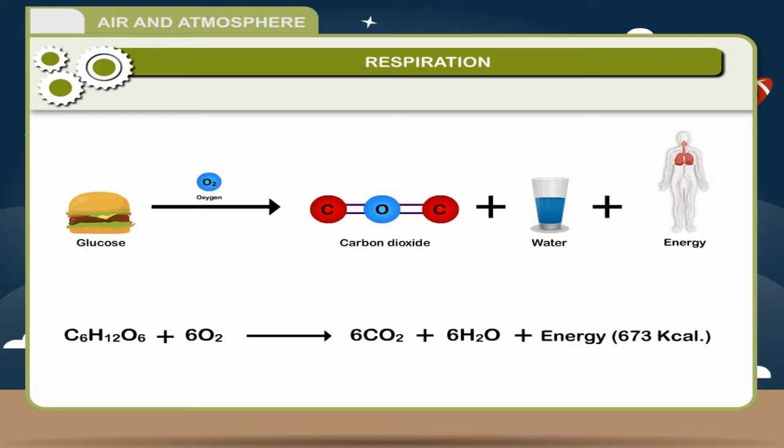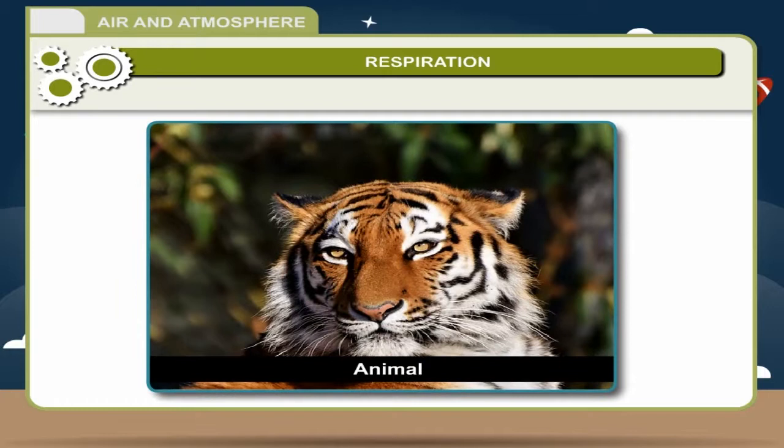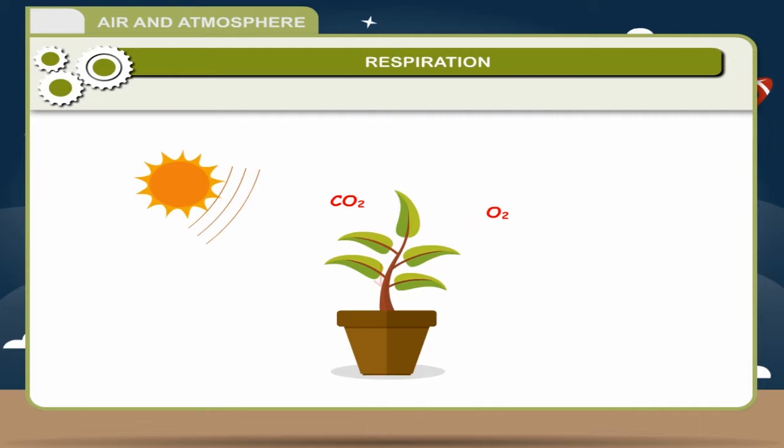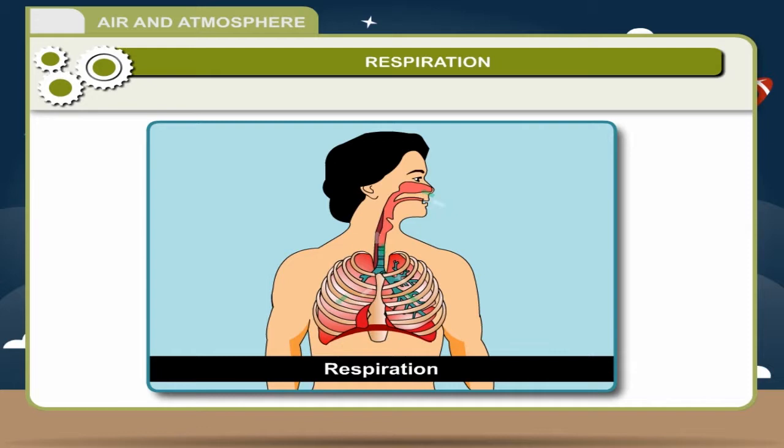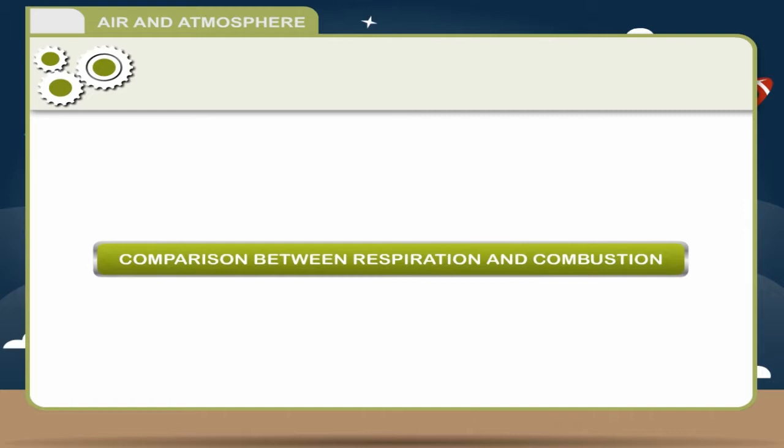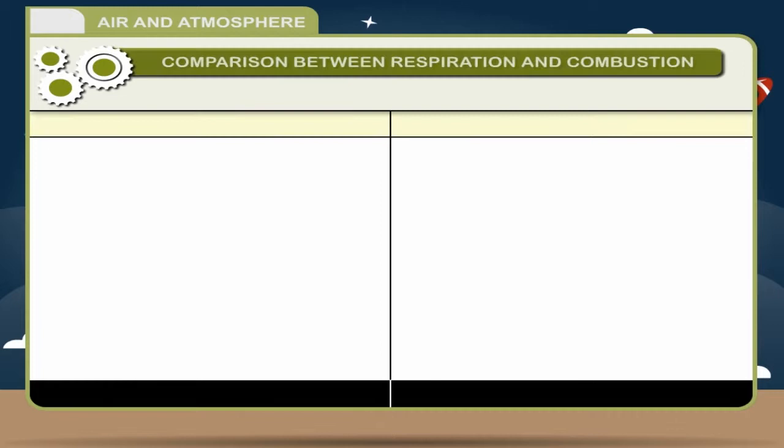In animals, there are special organs for respiration. And in plants, gaseous exchange occurs by diffusion. Respiration gives us energy and maintains our body temperature. Comparison between respiration and combustion. Respiration. Combustion.